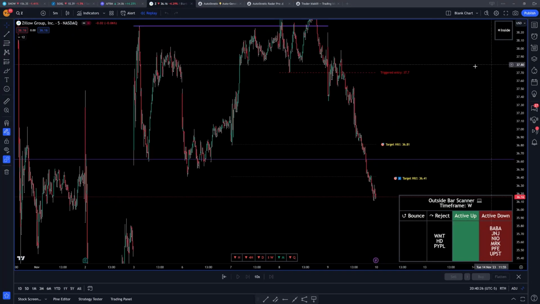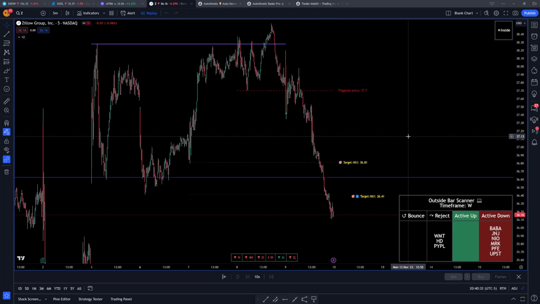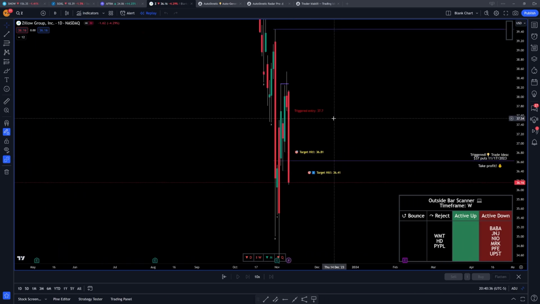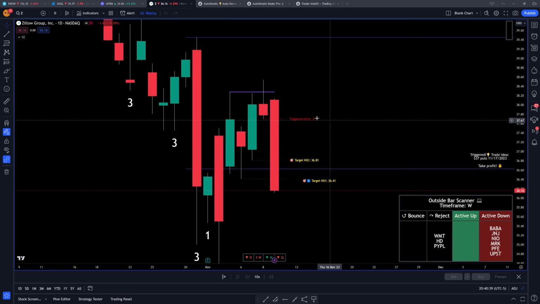Because from triggering the entry, it fell all the way down and hit both of these targets after generating a trade idea on the daily. Look at this beauty. Just look at it. Look at that beauty. From entry all the way to hitting both targets and down below.